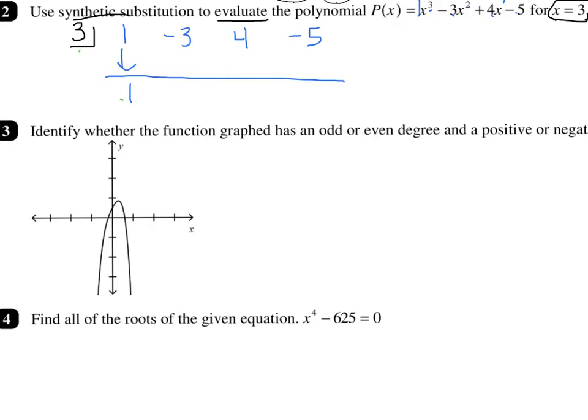3 times 1 is 3. Negative 3 plus 3 is 0. 3 times 0 is 0. 4 plus 0 is 4. And 3 times 4 is 12. And negative 5 plus 12 is 7. So since all we're trying to do is evaluate, the remainder is our answer. So the answer here is 7.